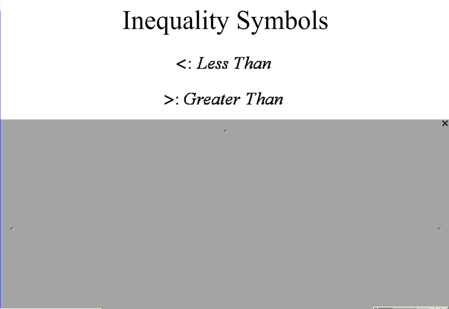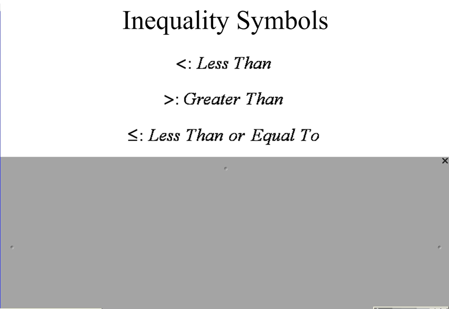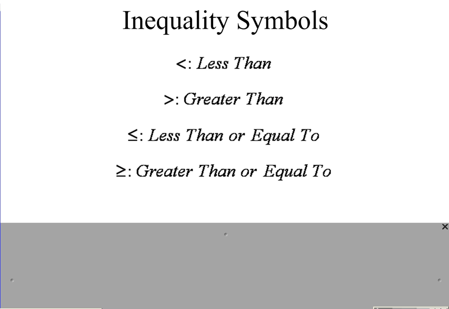Reviewing some inequality symbols. Inequality symbol pointing to the left is read as less than. Inequality symbol pointing to the right is read as greater than. To the left and underlined is less than or equal to. And to the right and underlined is greater than or equal to.